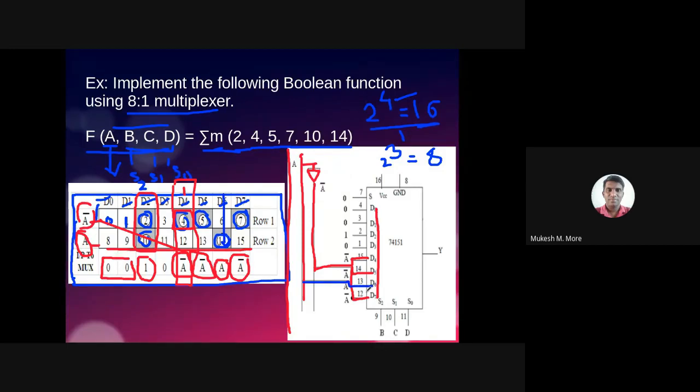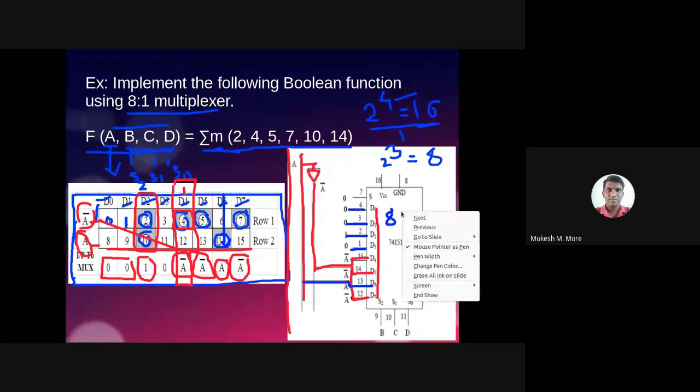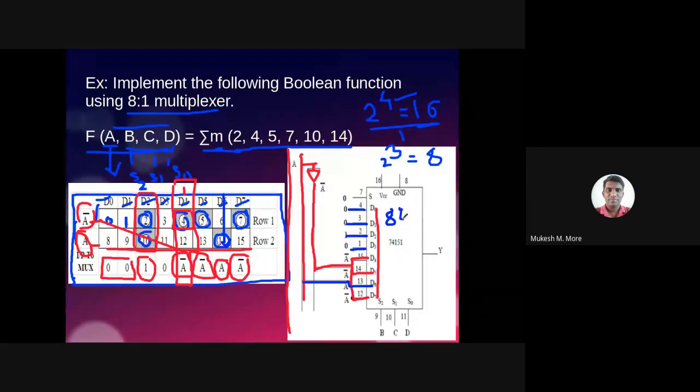And what about other inputs? D0 is a 0, so logic 0 is applied to the D0. D1 is 0. D2 is equal to active high input. D3 is 0. So in this way we have connected the A input to the 8 to 1 mux.